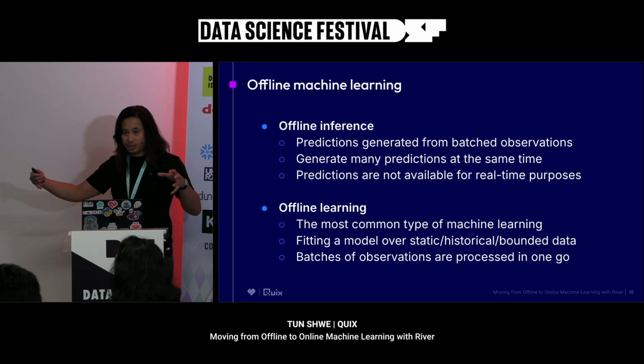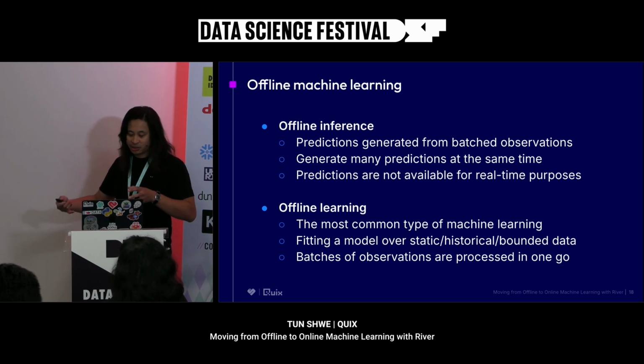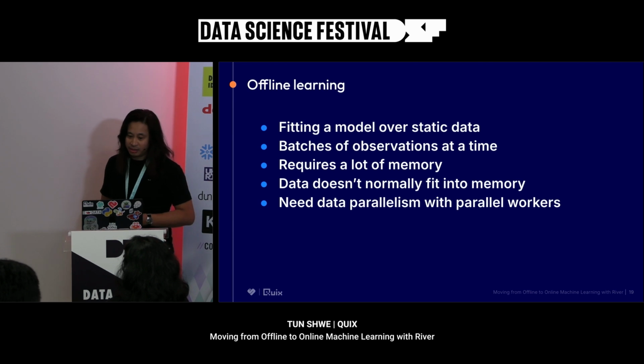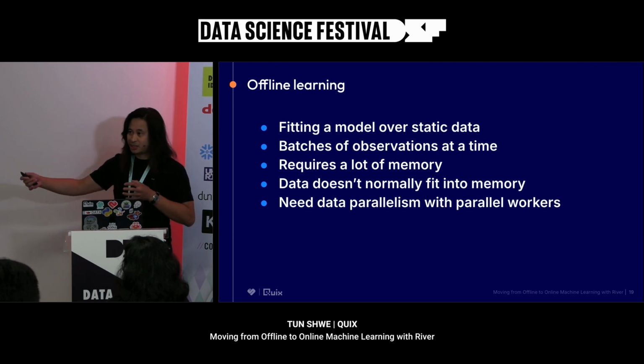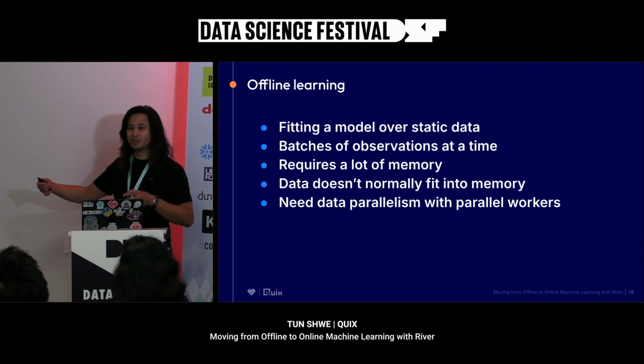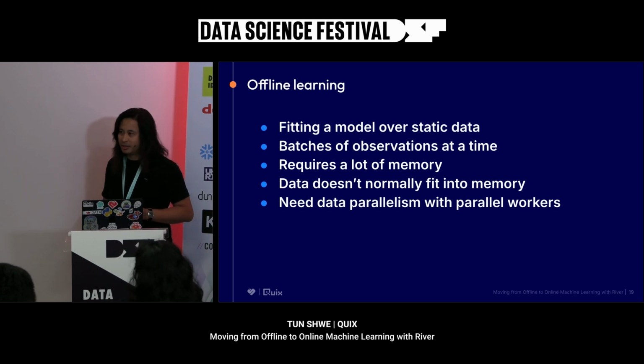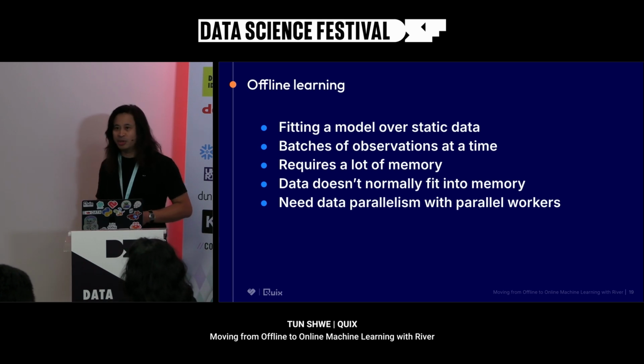So all those observations are grouped together and processed in one go. With offline learning, you are fitting a model over that static data. So that data isn't moving. It was data that has been created and generated in the past. You're taking batches of observations at a time. So you need to have all the data that occurred in that period. And it requires a lot of memory. The data normally doesn't fit into memory on one machine.